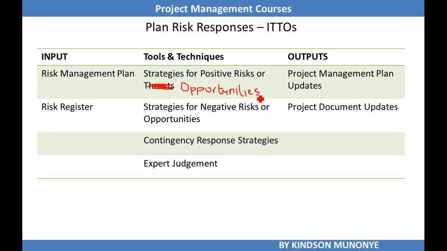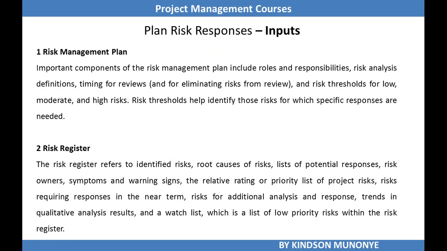Okay, so this is what we have. So negative risk should be threats, threats to the project objectives. You have to plan something for them. Outputs should be project management plan updates and project document updates. Let's now look at some of these inputs, tools and techniques, and outputs.